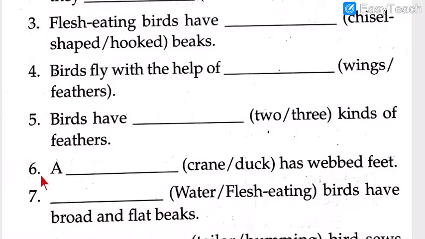Number 6. A dash has webbed feet. Options are crane or duck. A dash, crane or duck, has webbed feet. I hope that you are thinking about the answers. You are taking it very seriously and thinking about the answer and writing it.